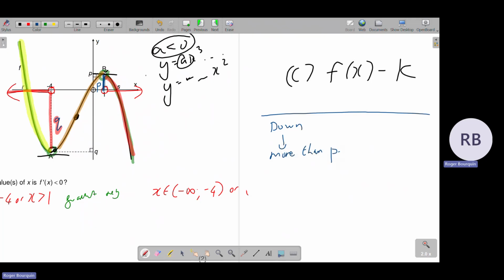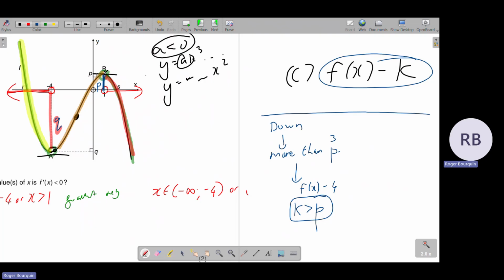So now the question said you've got f of x minus k, so we have to be a little bit careful. What does P have to be? Think of a number. Say this was the number 3. You'd want to end up with, for example, f of x minus 4, right? That would work. So what does k have to be? Greater than P. Would it be greater than or equal to? No, it's greater than, because I only want one answer. If it was two solutions, then you'd include P. So k must be bigger than P. That's that first bit over there. Got to move it down more than P units.